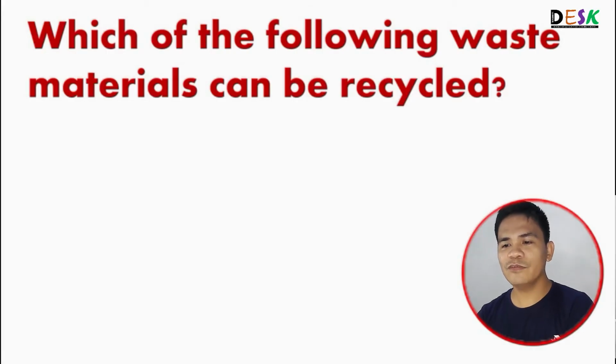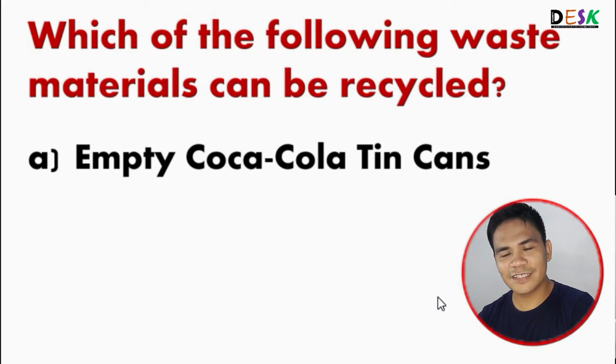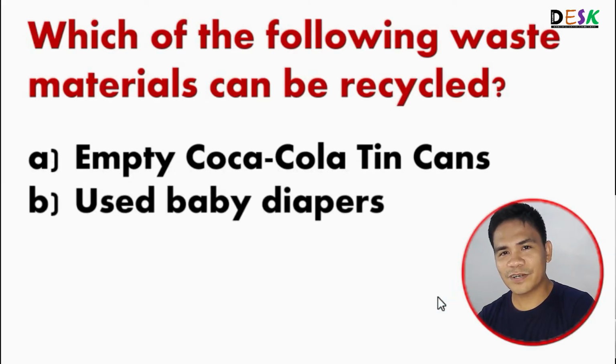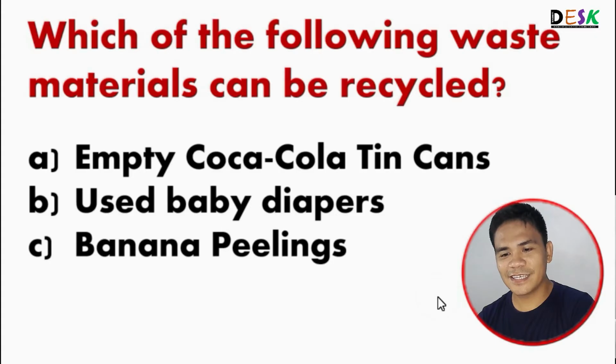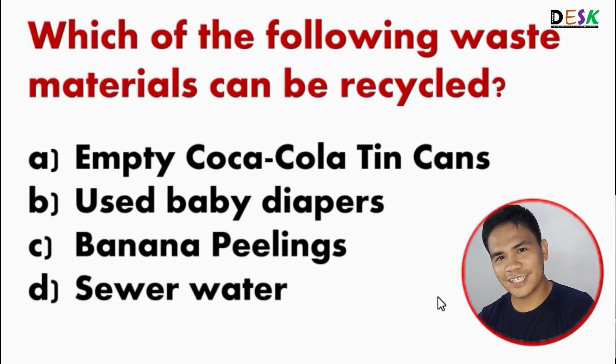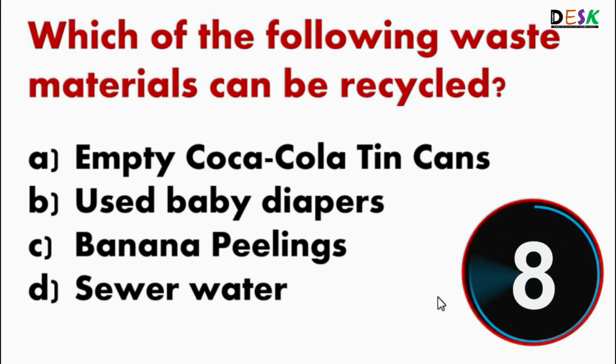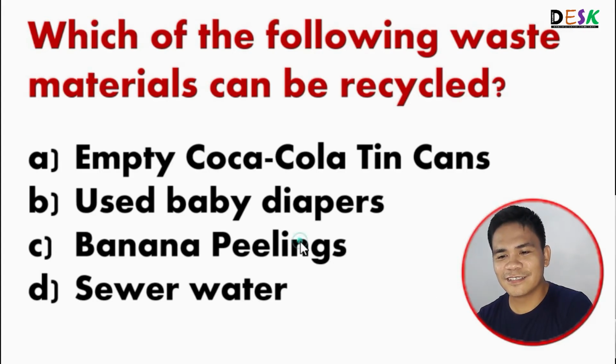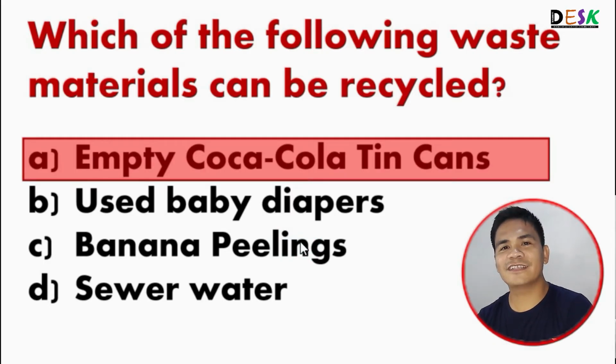Okay, which of the following waste materials can be recycled? An empty Coca-Cola tin can, used baby diapers, banana peeling, and sewer water. What do you think? You have 10 seconds. Okay, so the answer is, what do you think? Empty Coca-Cola tin cans. Empty tin cans are examples of metal wastes. Those can be recycled.